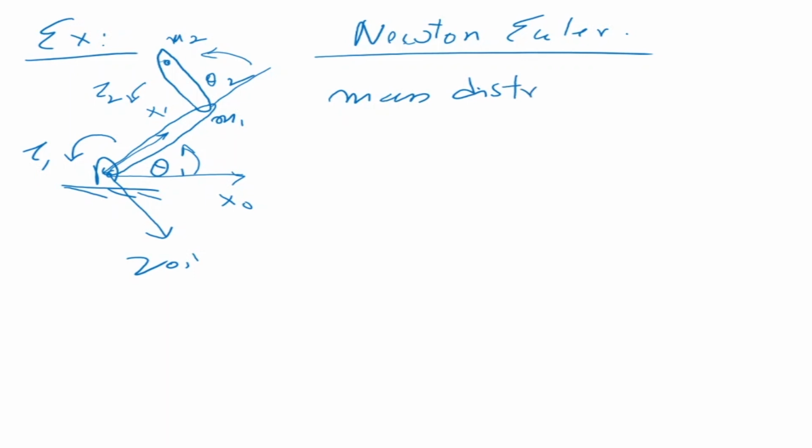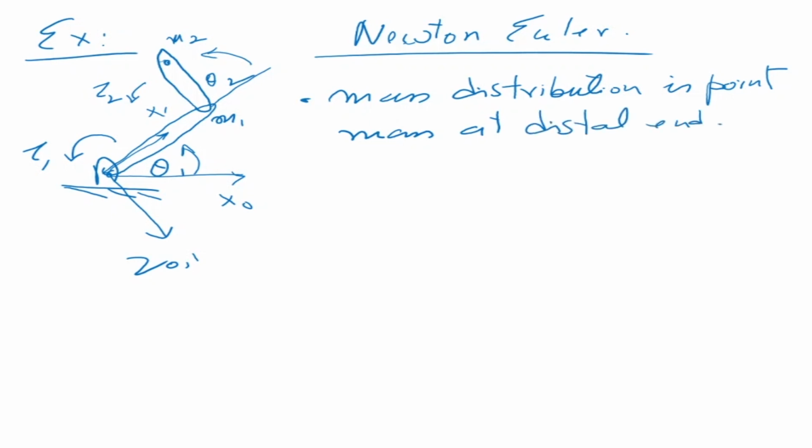So the mass distribution is a point mass at the distal end. Okay, this is the assumption that we are making to simplify everything. Now because we are saying the mass distribution is a point mass at the distal end, what we can see is that the distance to the CG of the first link, P1C1, is equal to L1. It is along the x direction, because of the point mass assumption.